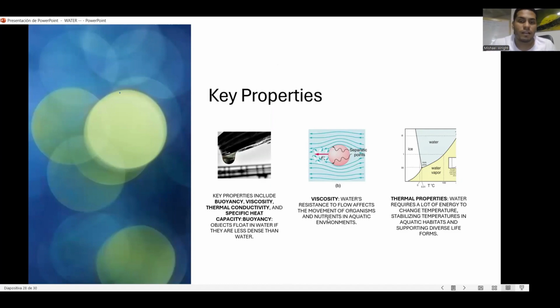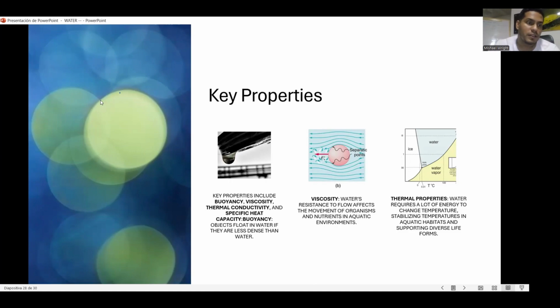It also refers to the water as a bridge to store thermal energy, right? Also, we have viscosity, right? And viscosity is basically the water's resistance to flow, which affects the movement of organisms and nutrients in aquatic environments, right? So the more viscosity we have, the slower we're going to be, right?